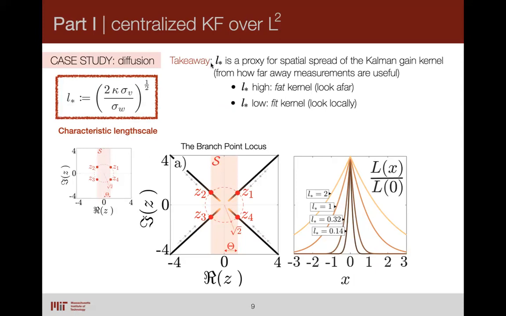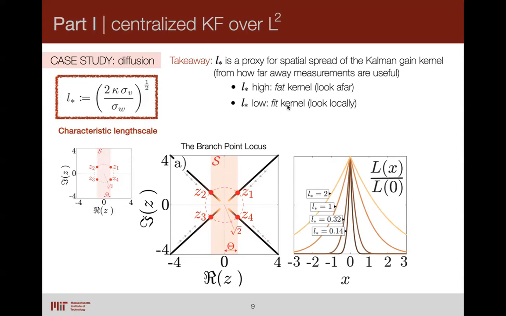So the takeaway message here is that we can use this characteristic length scale that we define from dimensional analysis as a proxy for the spatial spread of the Kalman gain. Okay, so as a proxy for how useful measurements from far away in space are in order to perform my filtering task. In particular, when this L star is high, we will have, colloquially speaking, these fat kernels, in which I really need to gather information from far away in order to do filtering. But when L star is low, I will be in a setting in which my kernels are thin, colloquially speaking.